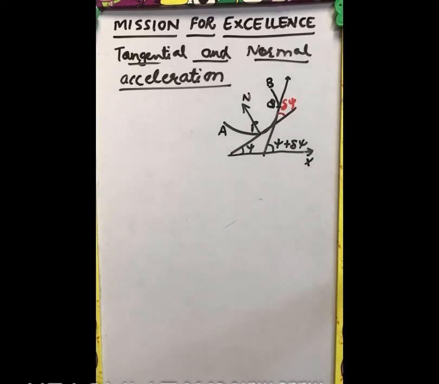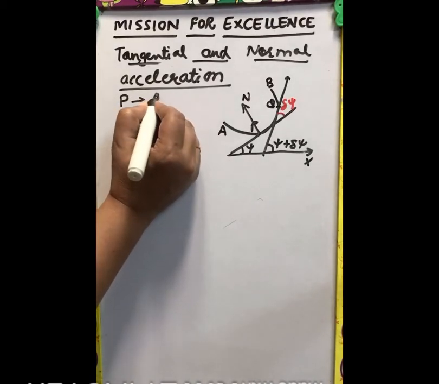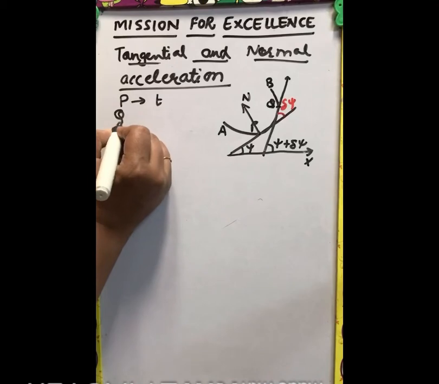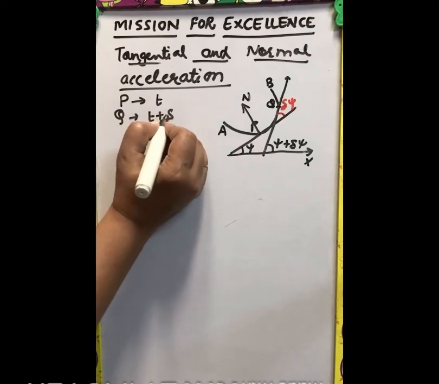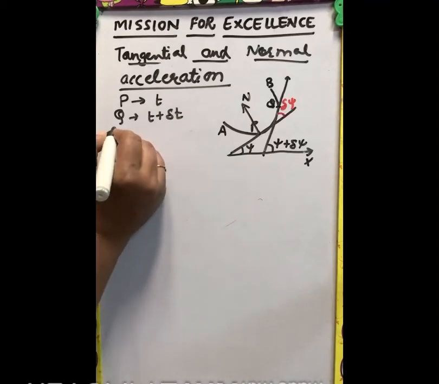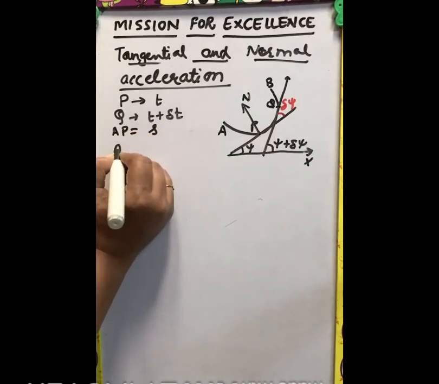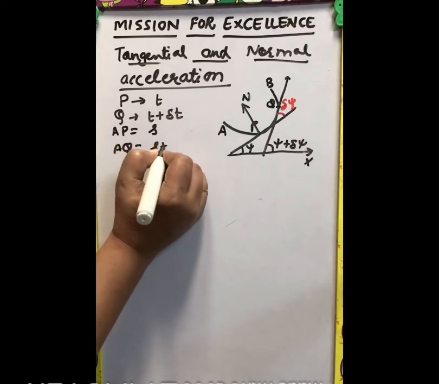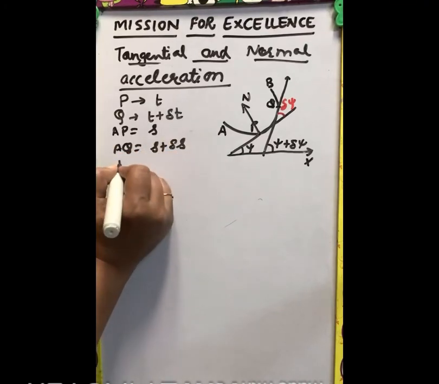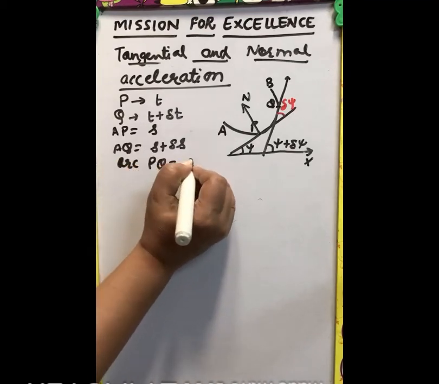The curve is A to B. Similarly, the particle is at point P when time is t, and at Q when time is t plus delta t. As in the previous case we discussed, AP is S and AQ is S plus delta S. That is why arc PQ is delta S.